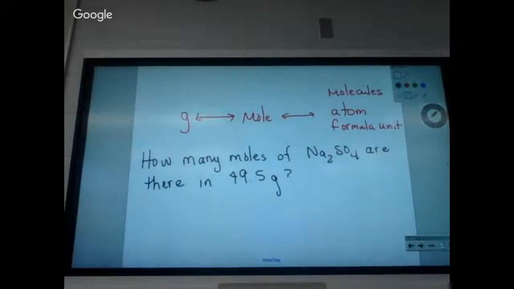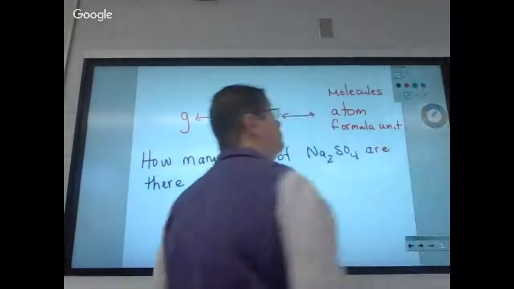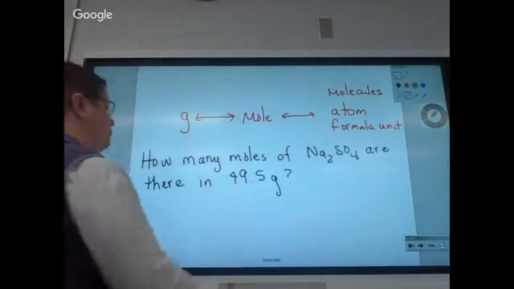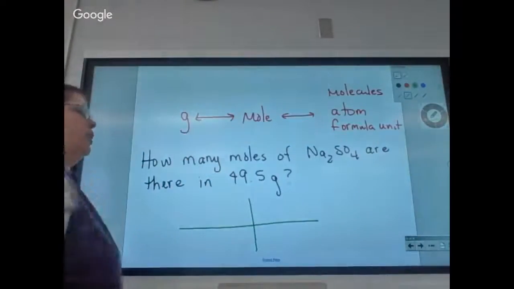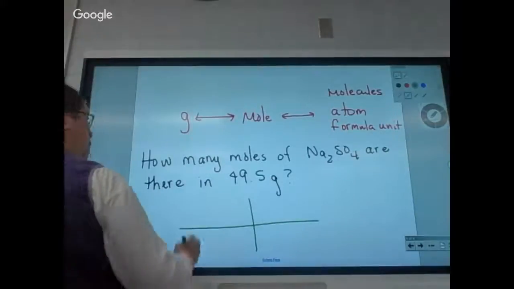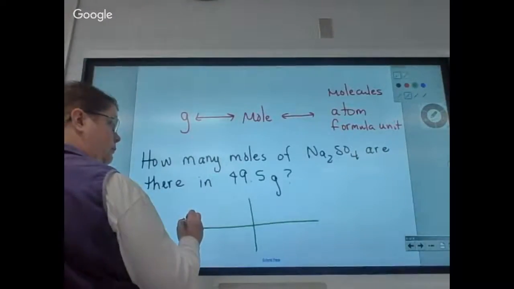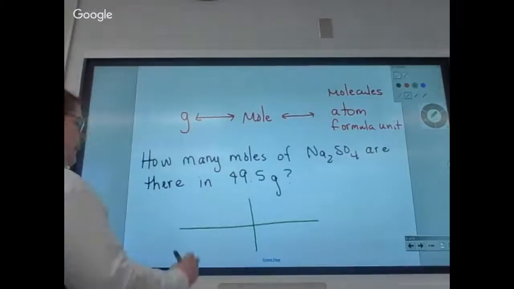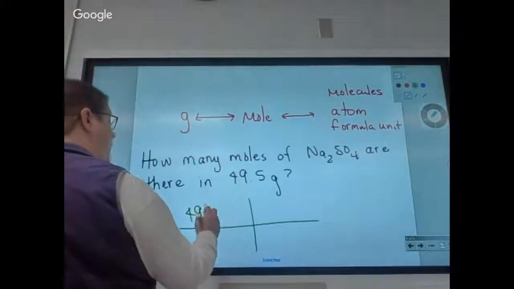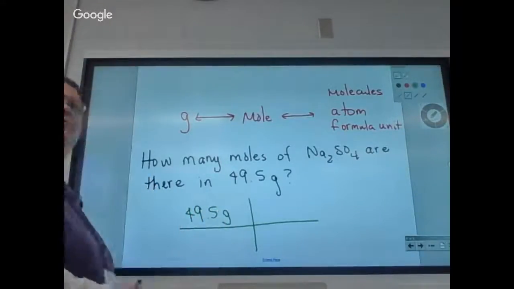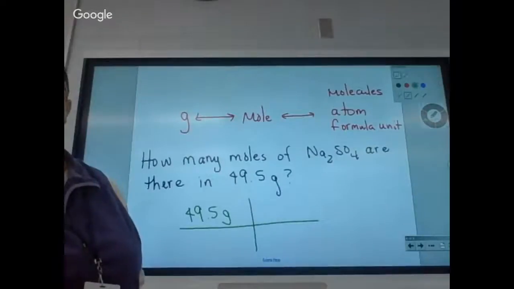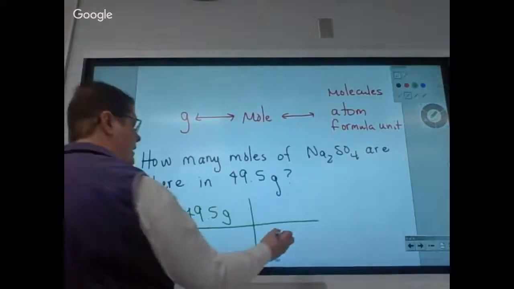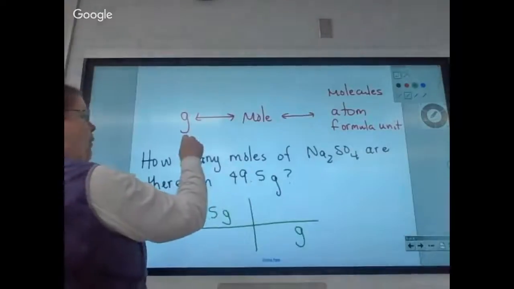Okay? So when you did this last week on the quiz, how did we draw this? We drew a T-chart. And what did we put on the top line of our T-chart? We put 49.5 grams on the top because that's what was given, right? And so what did we put on the bottom? Yeah, so it would cancel out. And from a gram, we went where?